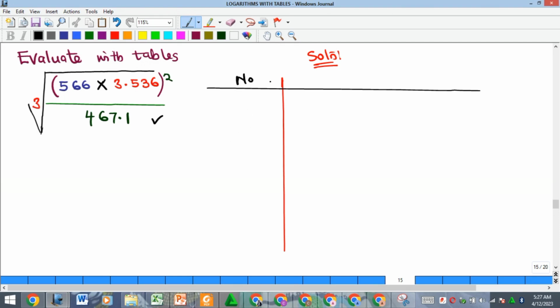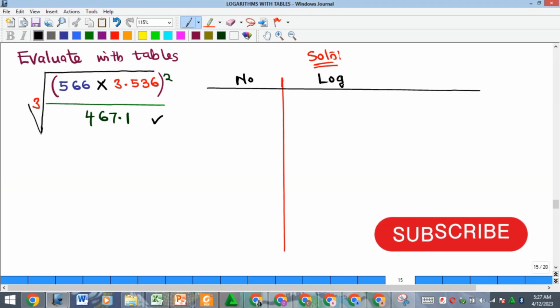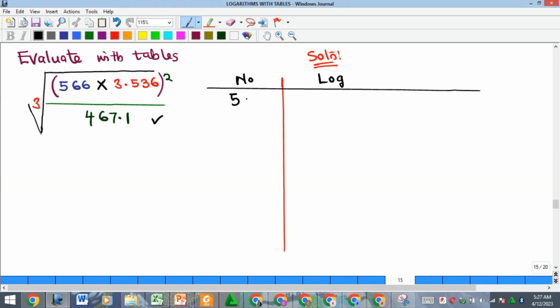So we have our number and our log. Okay, so we will bring each of these one after the other and then analyze them. So we begin with the first one, which is 566. So we get the logarithm of that. And if we do that, you recall I said the characteristic will be the number of digits minus 1, which is 2 point.